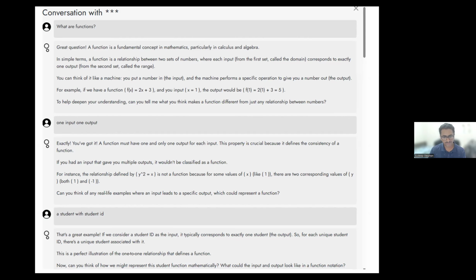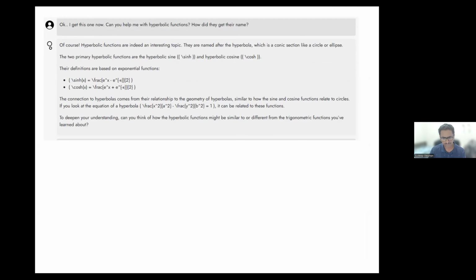Okay, here is another one as well. Hyperbolic functions, how did they get their name? For all these, it eventually uses ChatGPT 5, I think. So the model is exactly the same, and you get the response exactly from there.